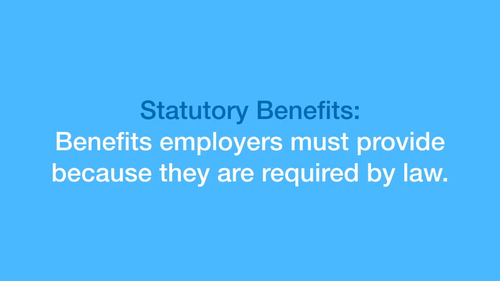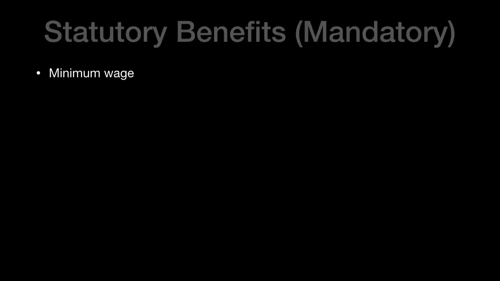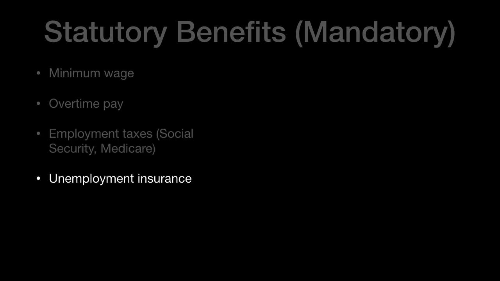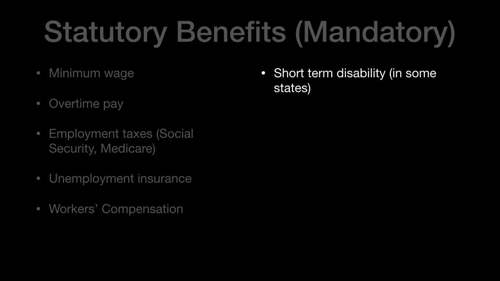So statutory benefits, again, are benefits employers must provide because they're required to by law. Examples of statutory benefits in the workplace that are mandatory are things like minimum wage. You've got to pay a certain amount of money when somebody works for them. Overtime pay. Overtime laws govern how much has to be paid. Employment taxes. Employers pay Social Security and Medicare taxes on your behalf. Unemployment insurance in case they let you go and you have to collect unemployment. Workers' compensation provides benefits in case you get injured on the job. And some states require short-term disability as a statutory benefit.